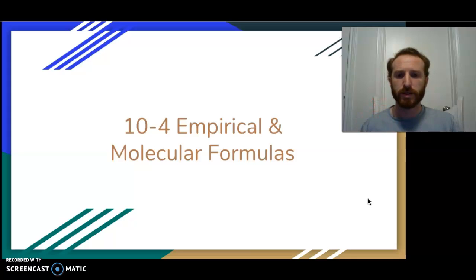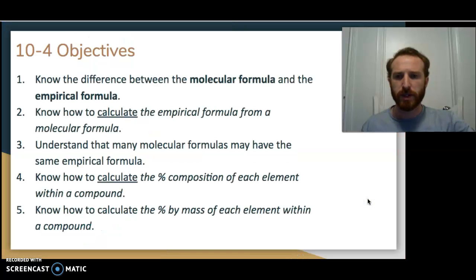So let's talk about some of the objectives and how we can cover all of those. Know the difference between molecular and empirical formula. I was hoping that video would get you there. Know how to calculate empirical formula from molecular formula. Again, that's fairly easy math, so I gave you those two first, and then from there I thought we could go into percent composition. The way the book presents it, percent composition comes first, but I think it's better to do it the other way around.